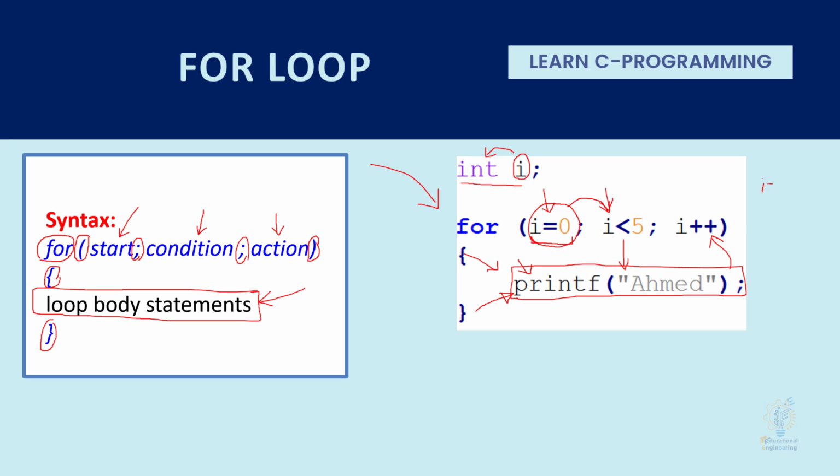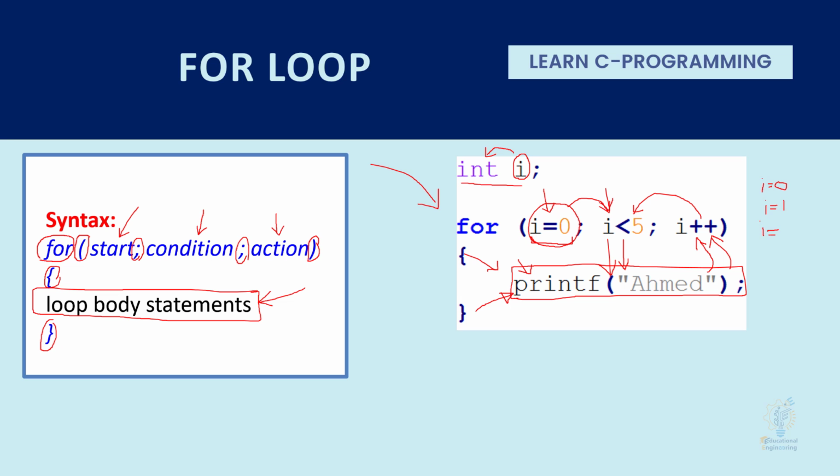So i in the first iteration was 0. Now i equals 1. Once i equals 1, it will go back to check the condition. It will never go back to the start action ever again. The start action is only executed at the beginning of looping. Now 1 is less than 5, that's true, so it will go back to executing the loop body statement. Once done, it will go back to the action to increase i by 1.